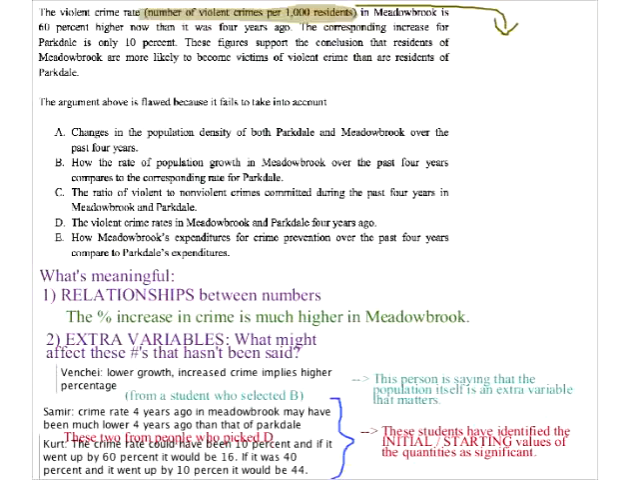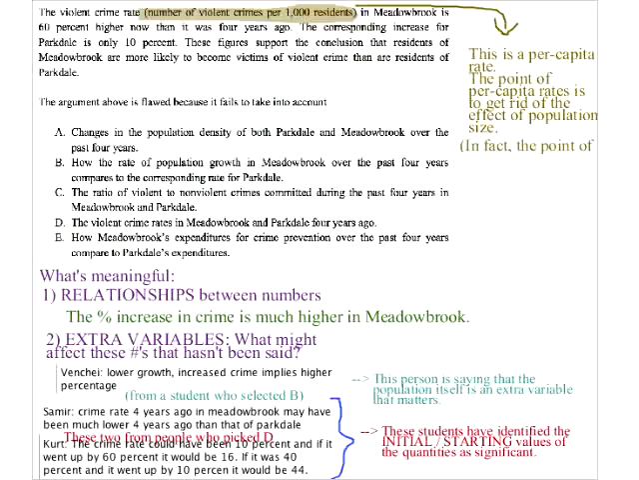So this is a per capita rate. The point of per capita rates is to get rid of the effect of population size. In fact, you can generalize this. The point of introducing units of the form unit 1 per unit 2 is generally to take out the confounding effect of unit 2. When you have a unit per another unit, this is almost always what you are trying to do. So here's another sort of unrelated example.